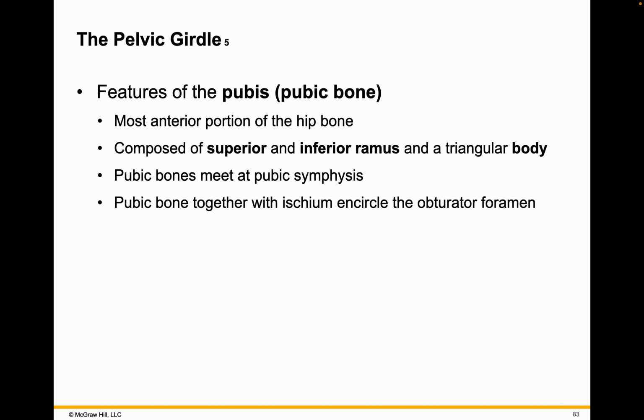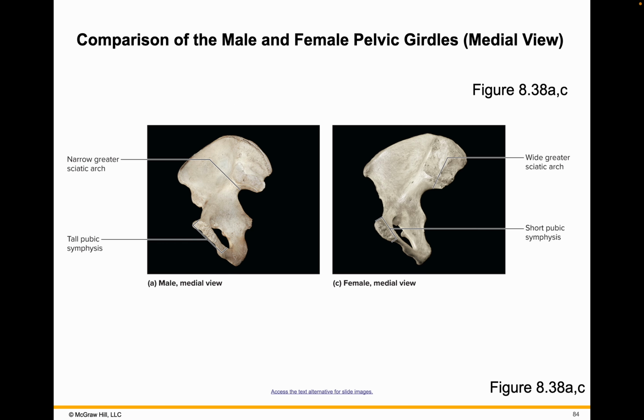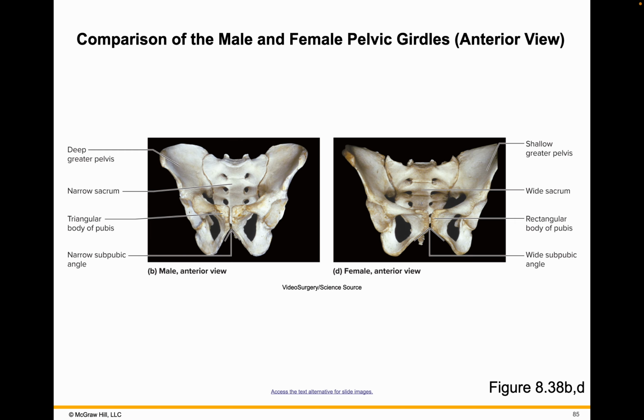The pubic bone is the most anterior portion of the hip bone. It's composed of superior and inferior ramus and has a triangular body meeting at the pubic symphysis. Here is one on each side. This is a difference between the male and female. If you look at that sciatic arch and the width of the pubic symphysis. And then a more telling feature, generally, if you have an articulated pelvis, is the angle of the subpubic arch.